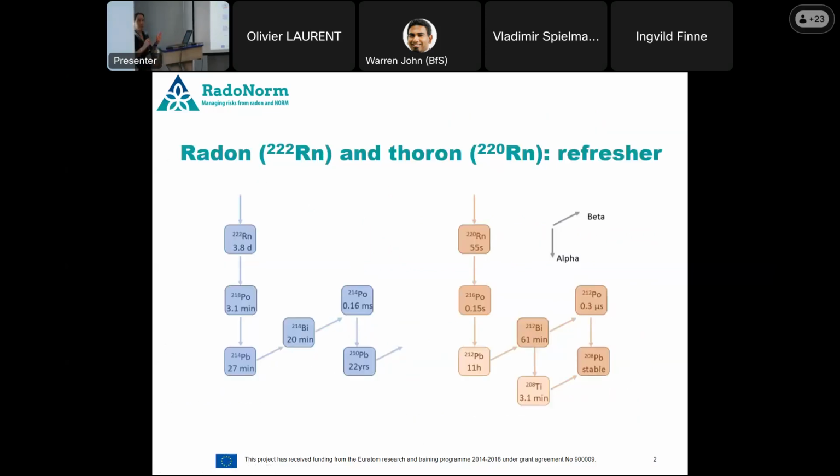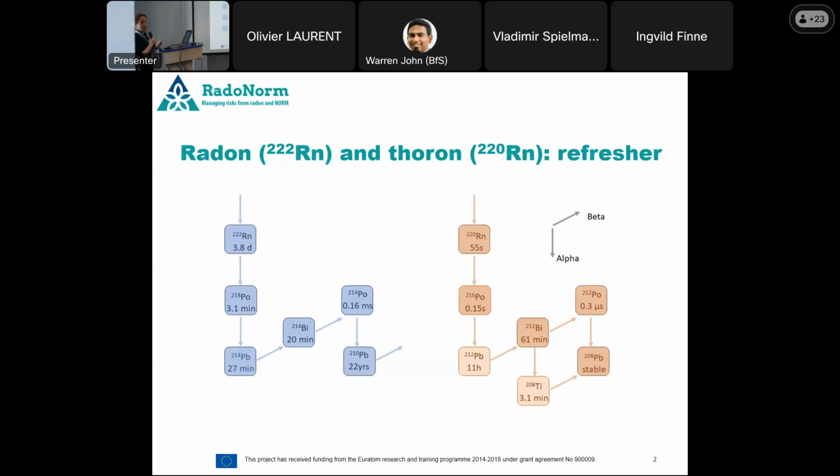It's a very brief refresher of what radon and thoron are and what the similarities and the differences are. Because I'm aware Radon Norm is a very broad consortium, and for many of you this will be familiar, but possibly not for everyone. Both radon and thoron are naturally occurring isotopes of the same noble gas. They're both gases, and their progeny are solid radioactive materials, some of which are alpha emitters, which can cause, as we've seen this morning, lung cancer and possibly other health effects. So that's the most important similarity.